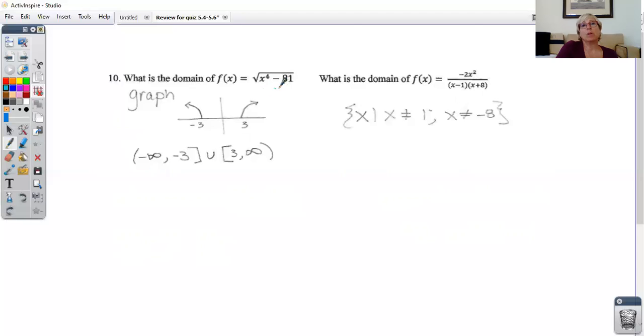Some more domain problems. When you have radicals, just make sure that you graph it. The curve touches the x-axis at -3 and 3. On this one, x cannot equal +1, x cannot equal -8.